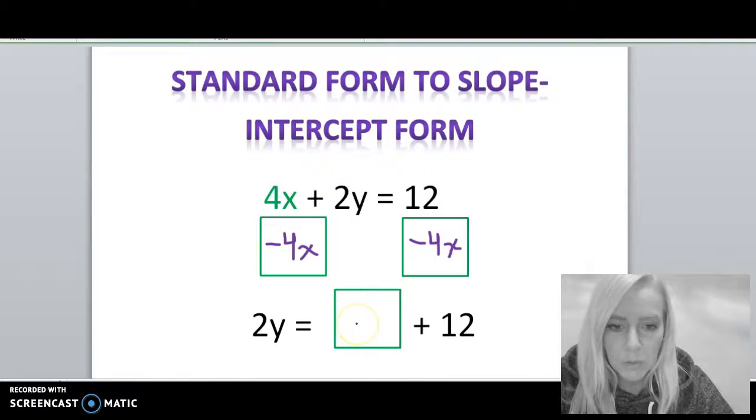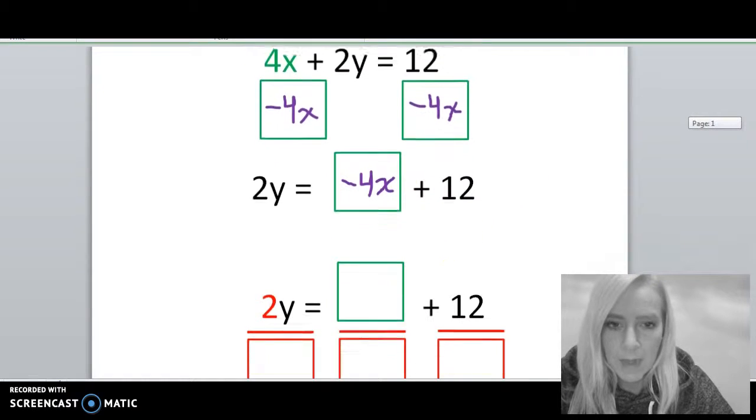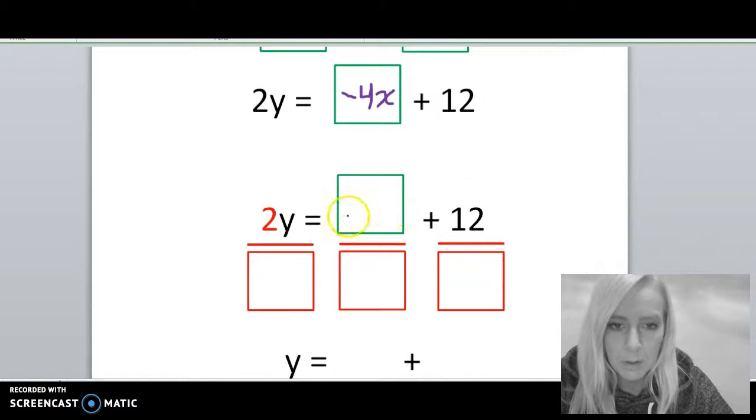When I do so, the x term is going to go first. So I'm left with 2y equals negative 4x plus 12. Now my last step, I'm going to rewrite this negative 4x for you.